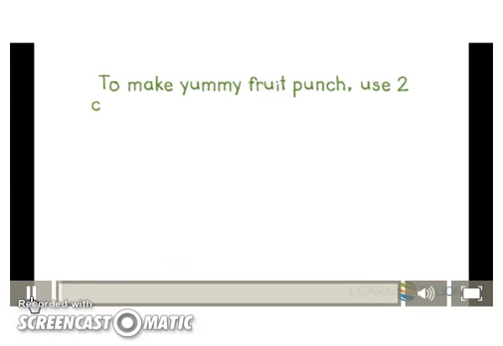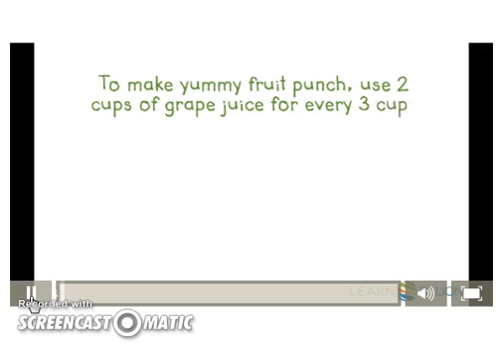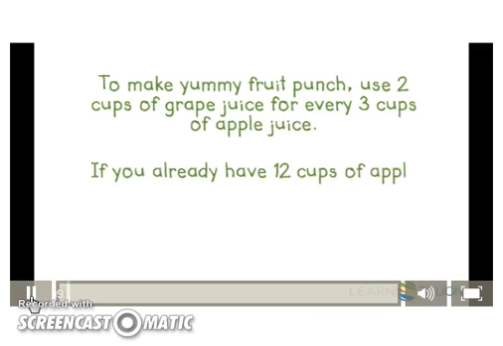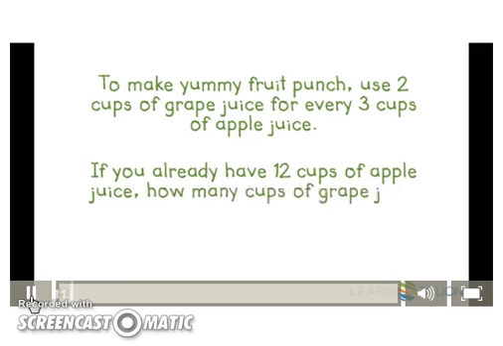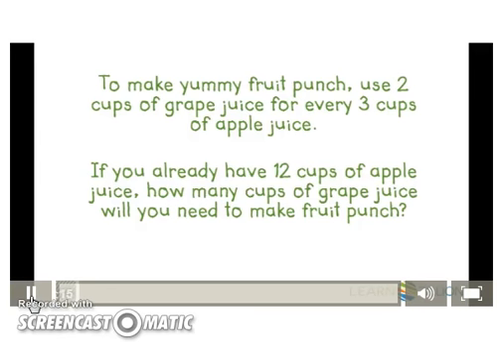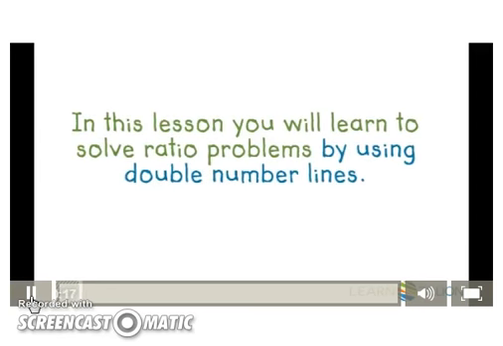To make yummy fruit punch, use 2 cups of grape juice for every 3 cups of apple juice. If you already have 12 cups of apple juice, how many cups of grape juice will you need to make fruit punch? In this lesson, we'll learn to solve ratio problems by using double number lines.